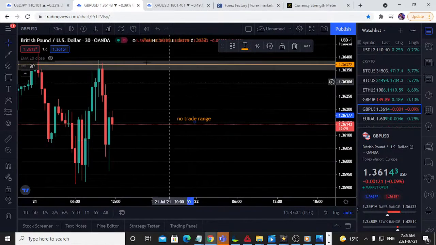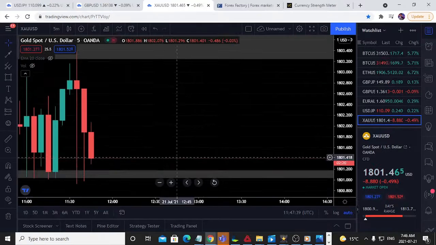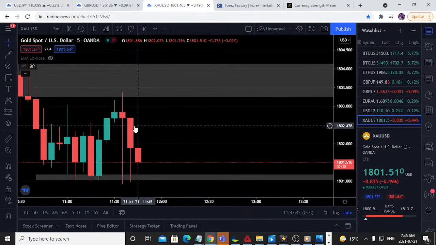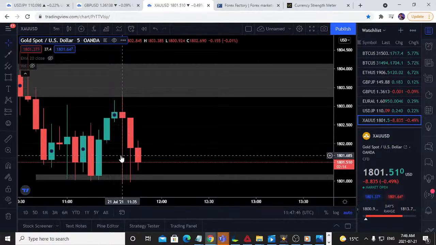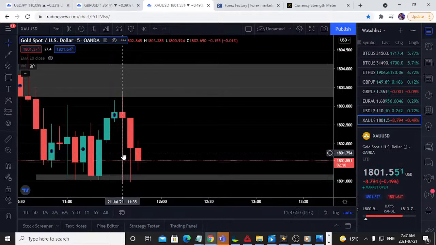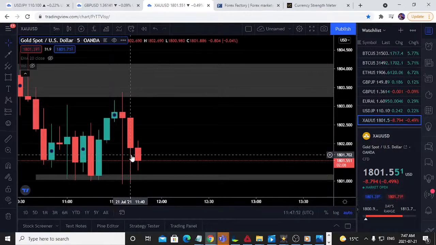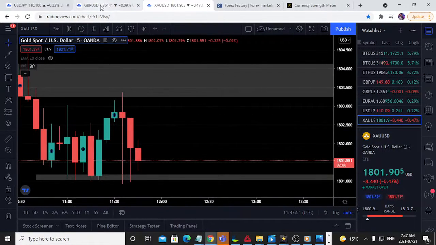Also, the spread on gold is just ridiculous. Oh my gosh, I opened up a trade here on the 5-minute, and my entry was like all the way down here, and I was looking at it like, why, what? That doesn't make any sense. It was way too far. It doesn't make sense at all.